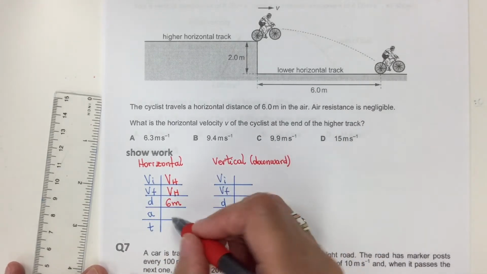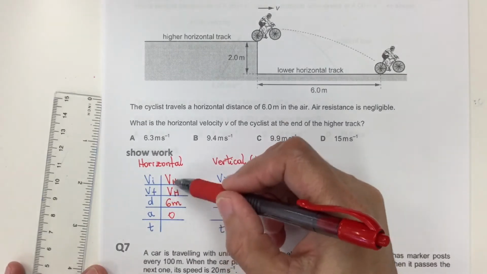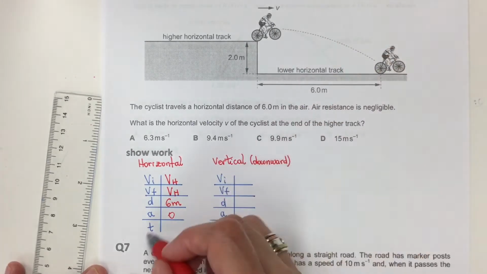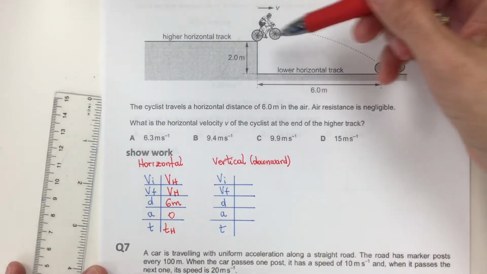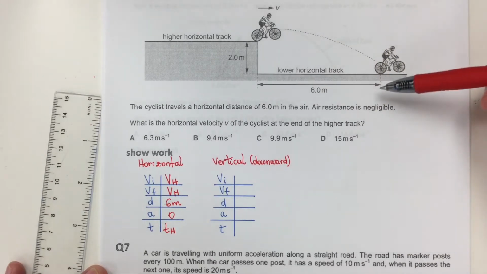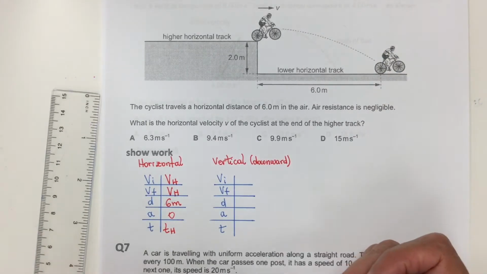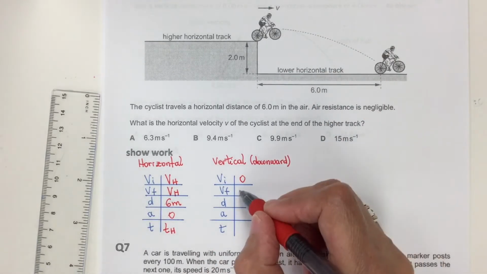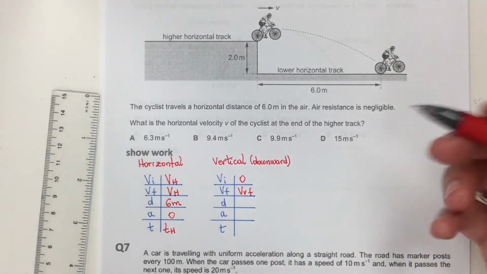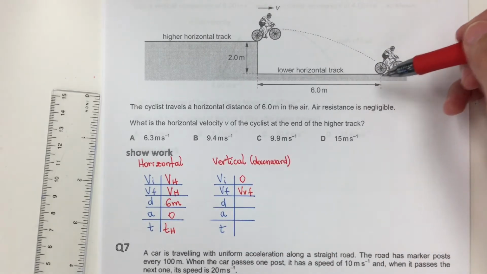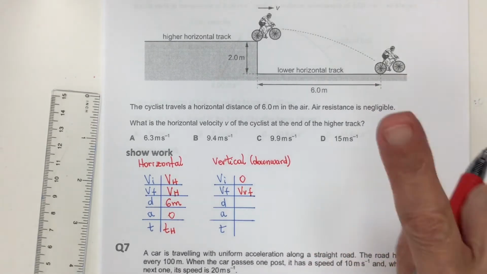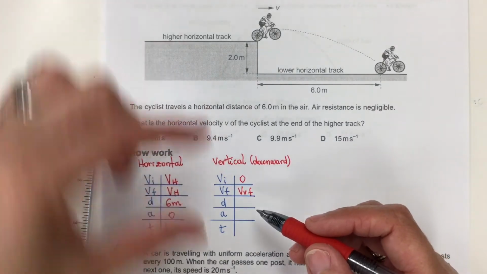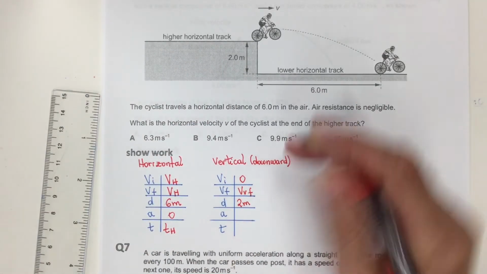The acceleration is 0. Why? Because the velocity didn't change. It remains the same. And let me call the horizontal time TH, the time it takes for the cyclist to hit the lower track. Now vertically downward, the initial velocity is 0. The final velocity we will need to calculate; I don't know it. It's going to arrive with a final velocity that is not 0. And the vertical distance is 2 meters.